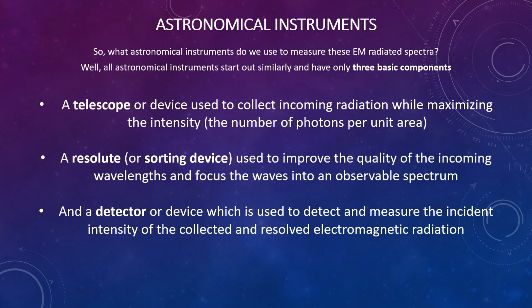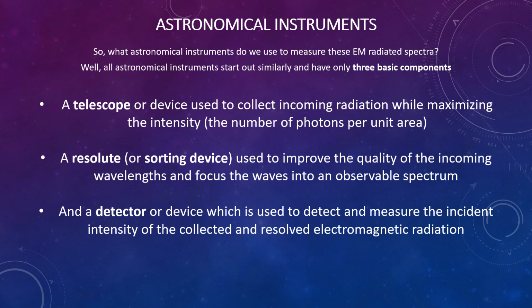All astronomical instruments start out similarly and have three main components. These components are the telescope, which is the device used to collect the incoming radiation while keeping it as intense as possible. This means that we want the light to be collected, but we also want to make sure that we're getting as much of it as possible.